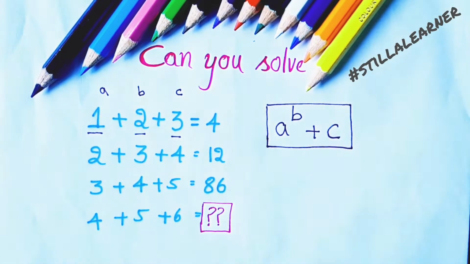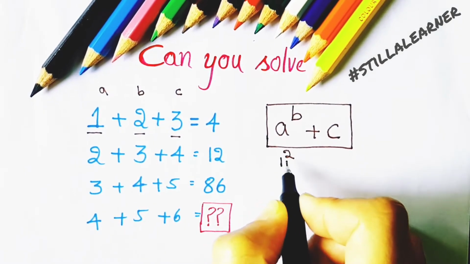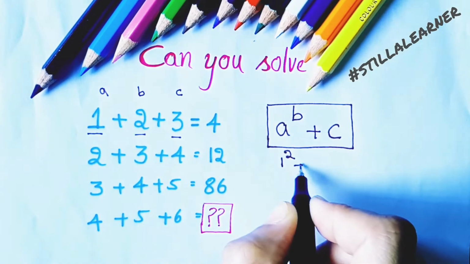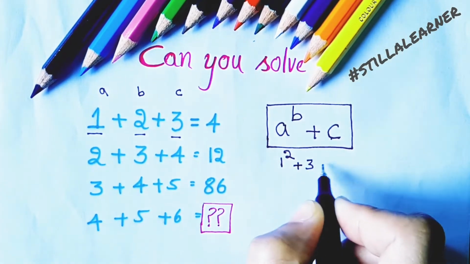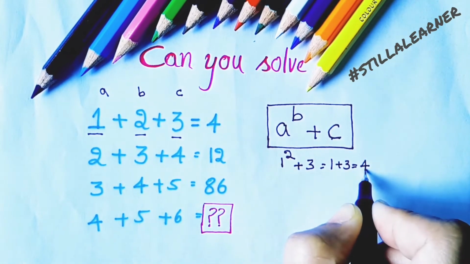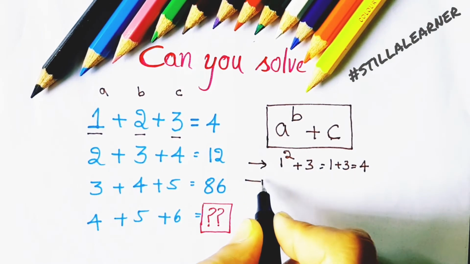Okay, so here in the first line we have 1 as A, 2 as B, and C is 3. 1 power 2 means 1, plus 3, it means 4. First one is solved. So let's check the second one.